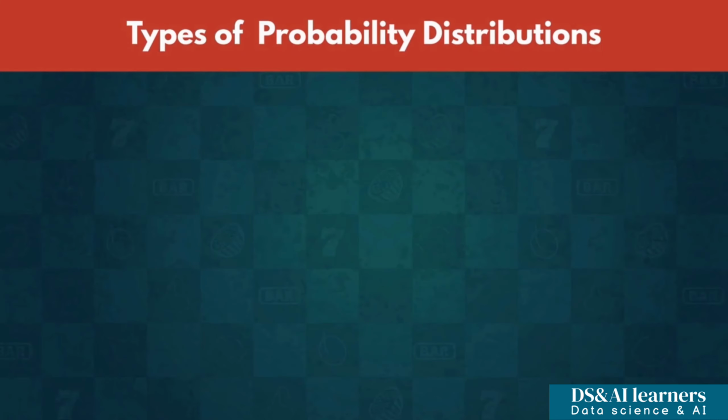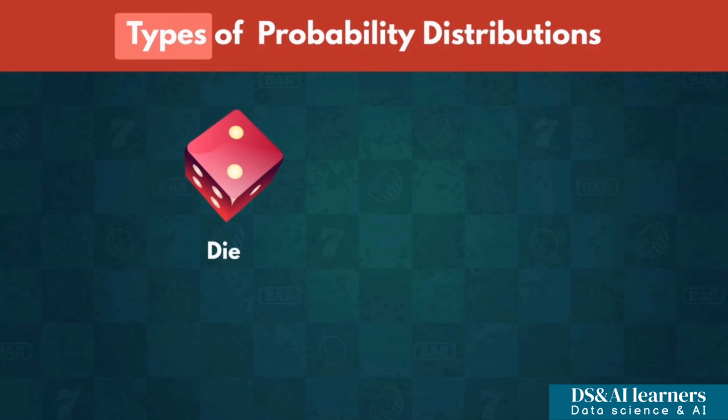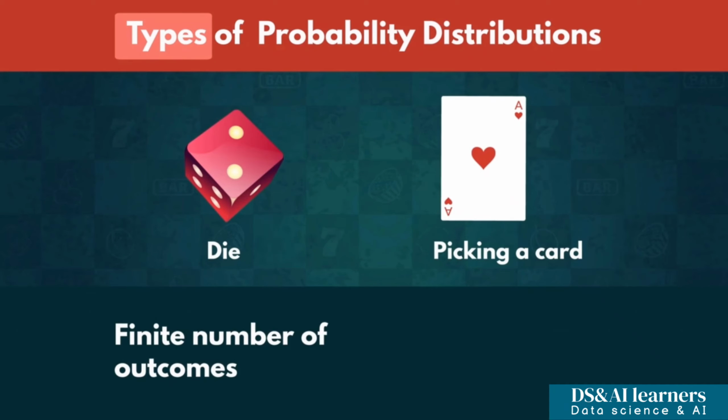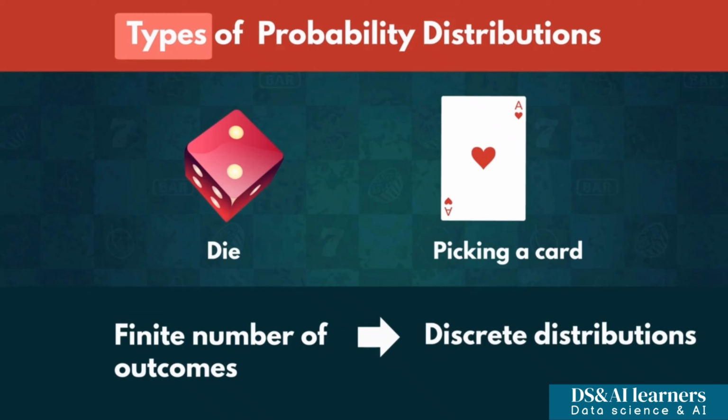Hello again. In this lecture, we are going to talk about various types of probability distributions and what kind of events they can be used to describe. Certain distributions share features, so we group them into types. Some, like rolling a die or picking a card, have a finite number of outcomes. They follow discrete distributions, and we use the formulas we already introduced to calculate their probabilities and expected values.